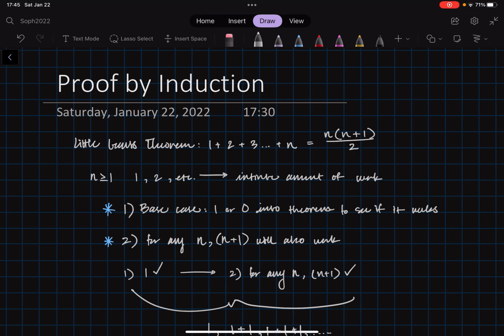Now, what motivates us to use proof by induction? We don't know what it is yet, but it might help to realize why proof by induction is helpful for us to understand what it really is and what it really does.